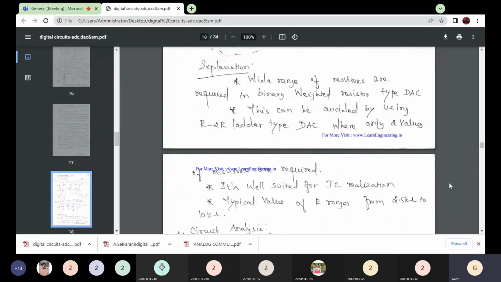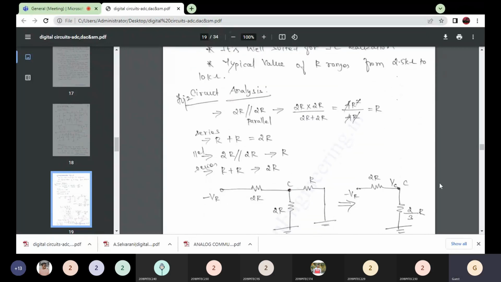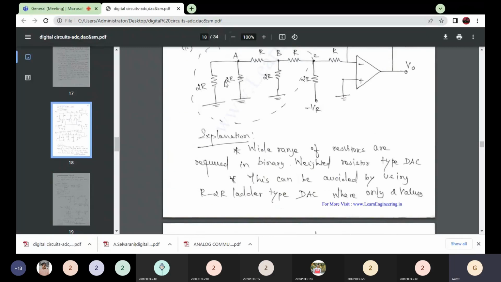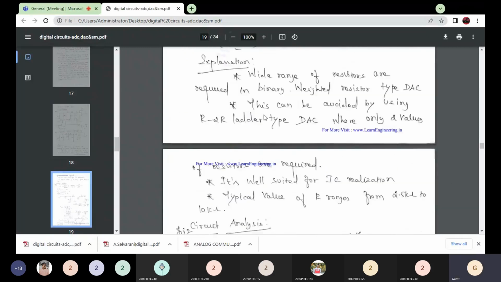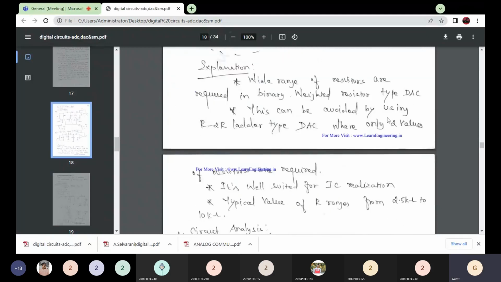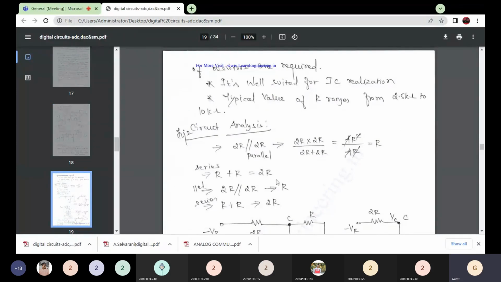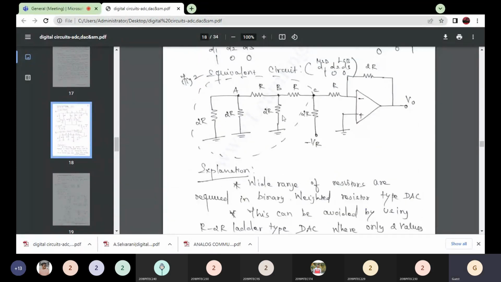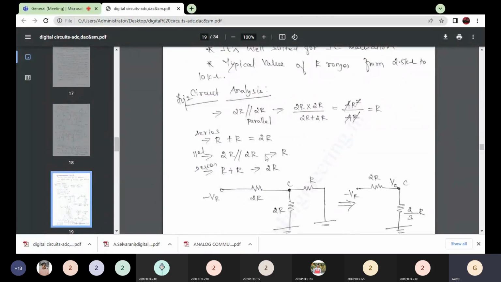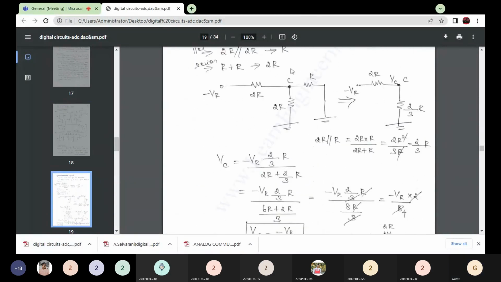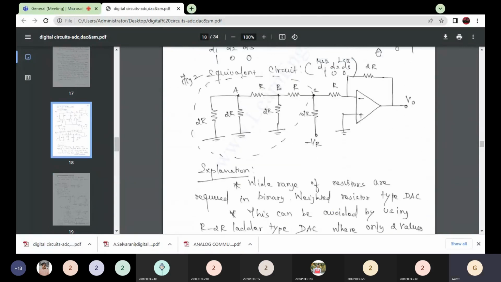So anyway, just analyze the circuit. You just find the resistance value, right? This 2R and R is parallel, right? Parallel means we are getting R. Then this R is connected in series with this resistance. So R plus R, it is 2R, right? Then this 2R is connected in parallel with another 2R. So 2R parallel 2R, it is R, right? We know that. Then that R is connected in series, R plus R. So here we are getting 2R.